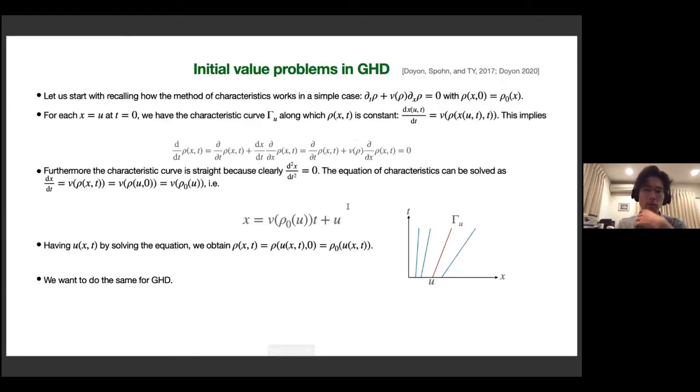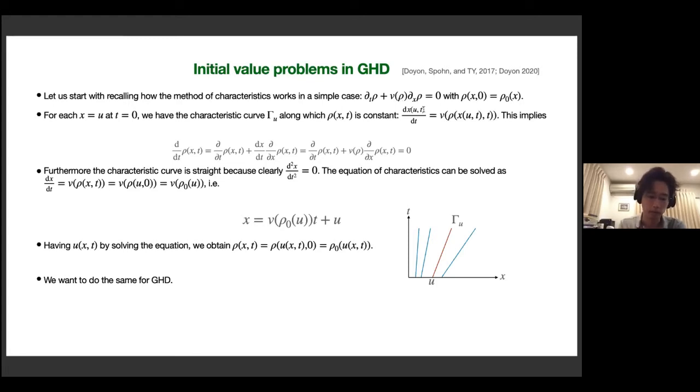Okay, but to proceed, I have to remind you of how initial value problems in GHD can be studied. To motivate it, I think it's illustrative to remind you of the same old initial value problem in a simple hyperbolic system, like a Burgers-like equation, where V of rho is just an arbitrary function of rho, with this initial condition.